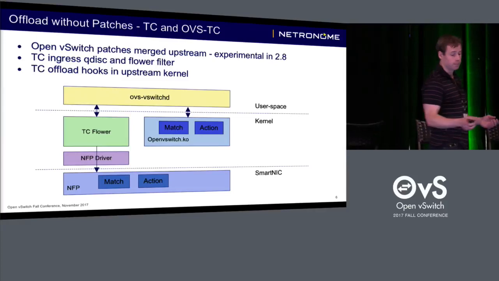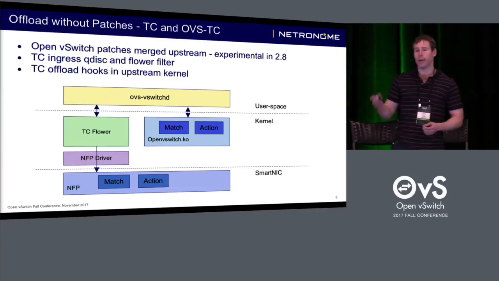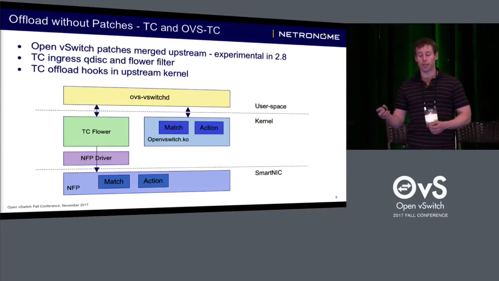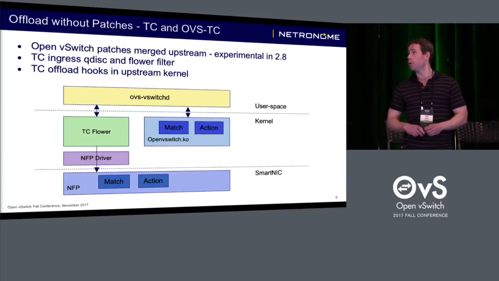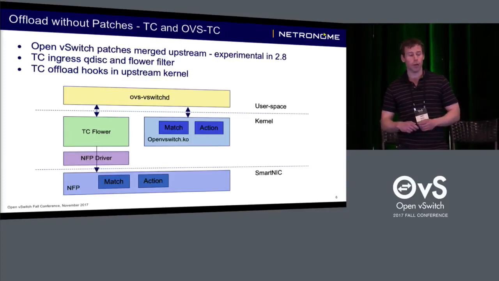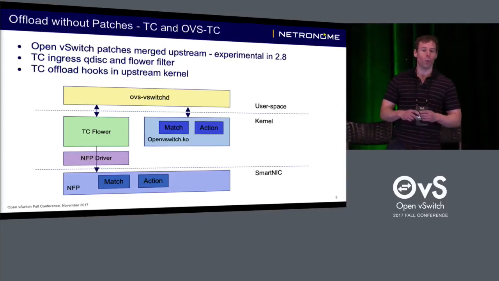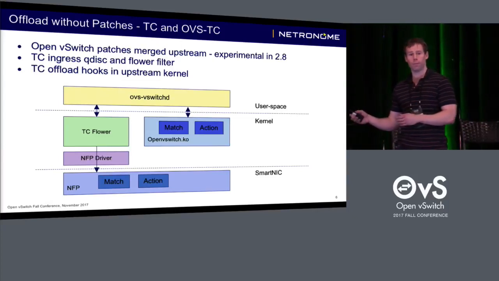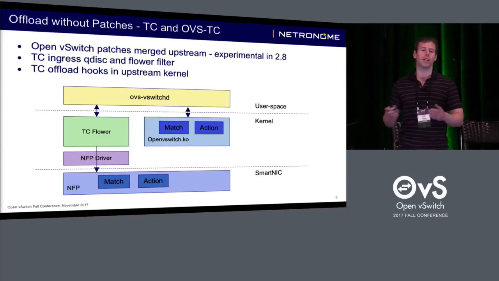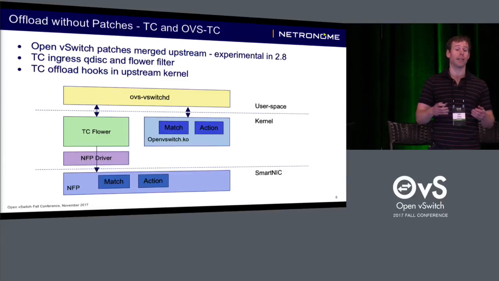can match certain packet fields and generate actions. So the idea here is that the OVS user space, as of experimental in 2.8, can now be set so that when it tries to write a kernel datapath rule, it will first see if it can write this rule in TC Flower.